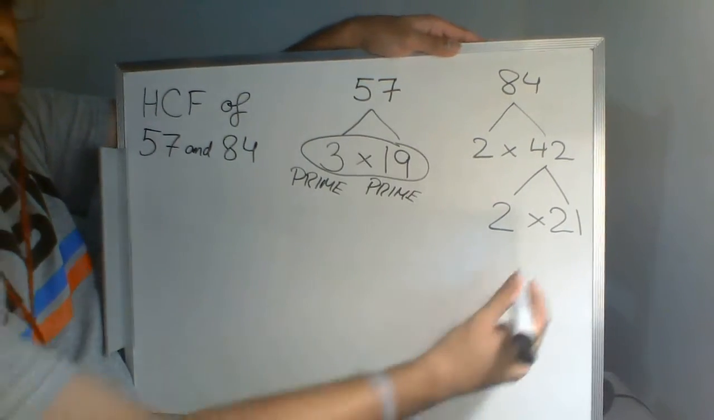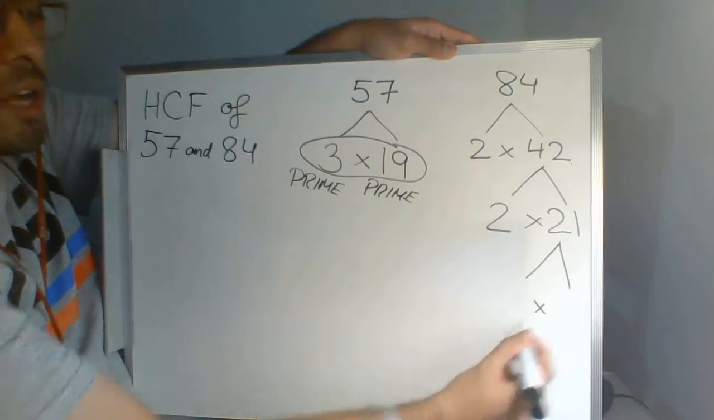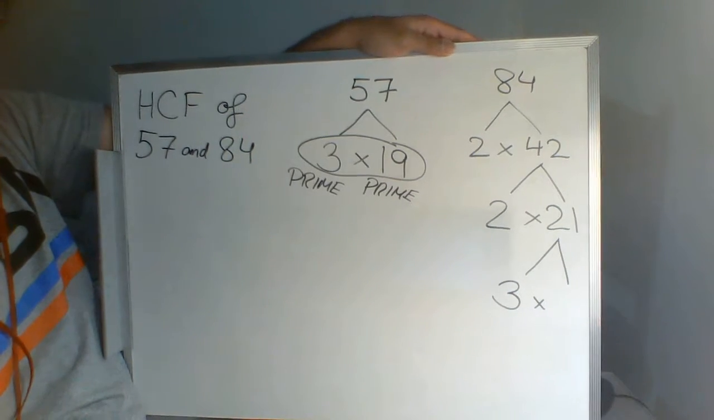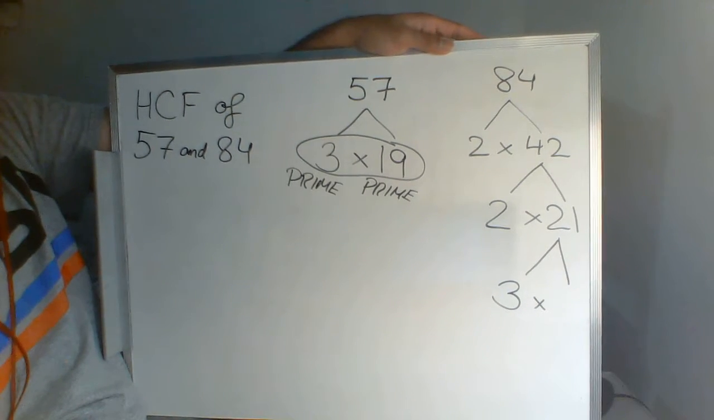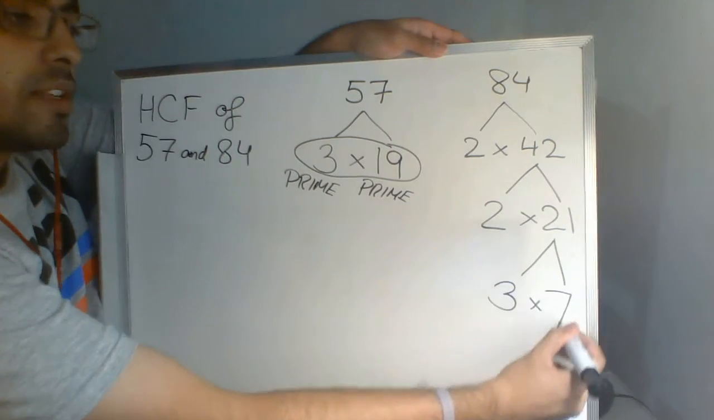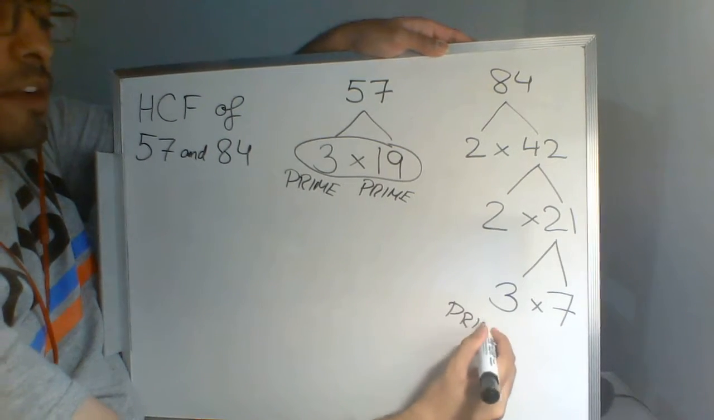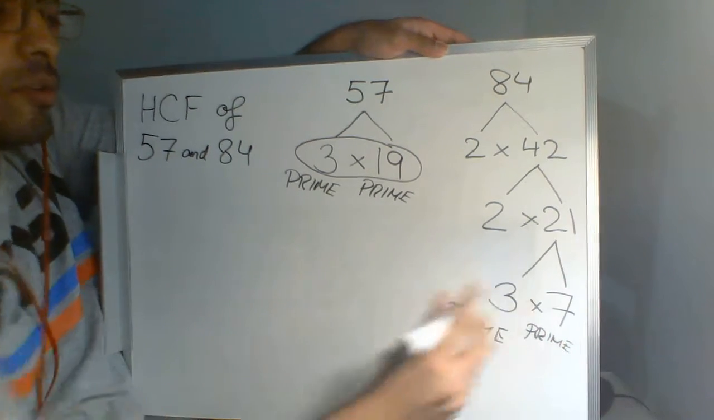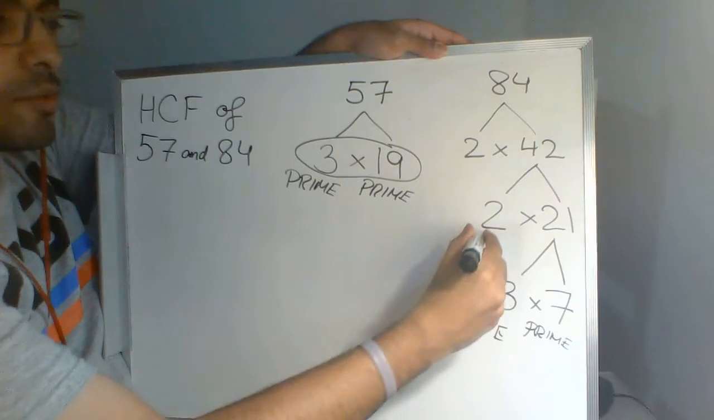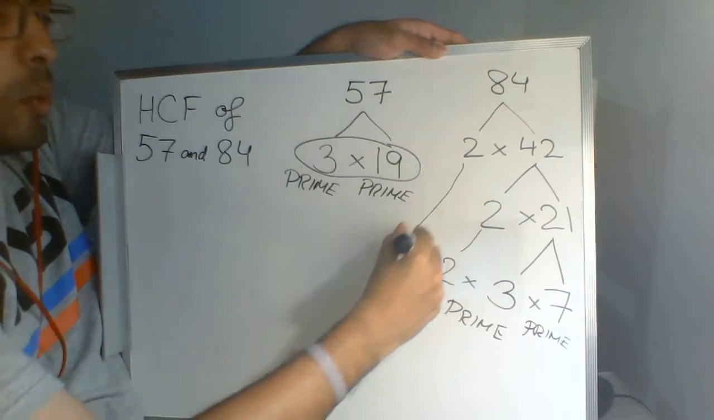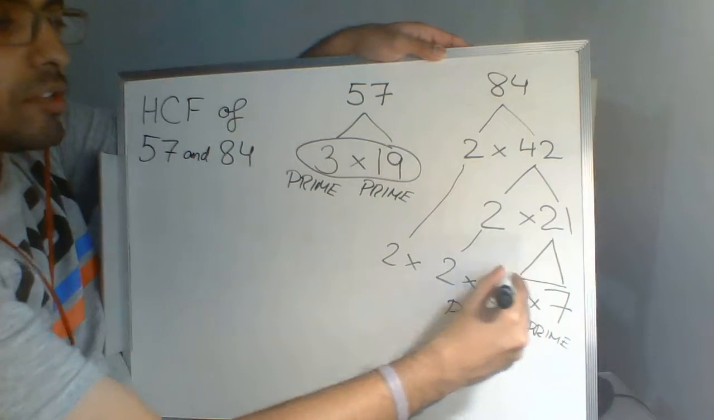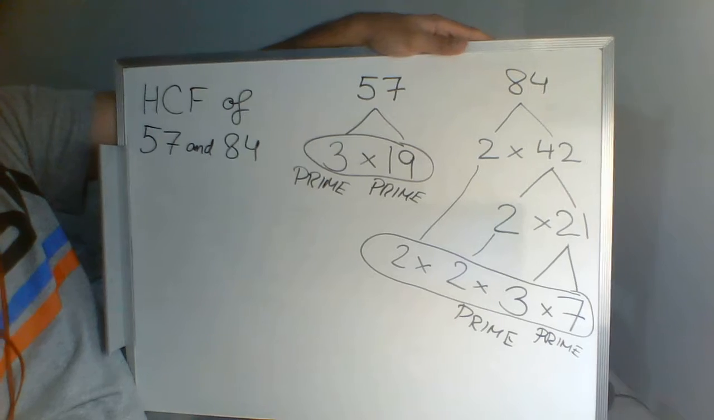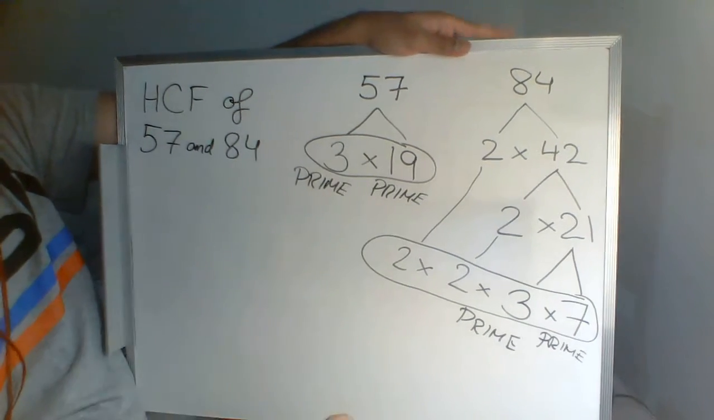Now 21 is not even, but that's okay. We're dealing with small enough numbers now that hopefully you can recognize just by looking at it that 21 is divisible by 3. Now 3 times what number is going to give us 21? That's going to be 7. And once we get there, we'll notice 3 is prime and 7 is prime. So we're done. So we're going to bring these 2's down so we don't forget about them. Our prime factors of 84 are 2, 2, 3, and 7, all multiplied together.